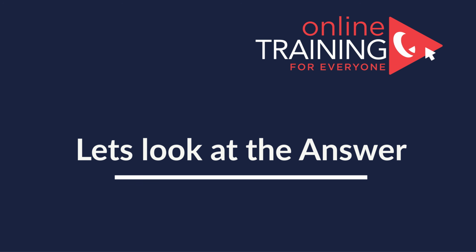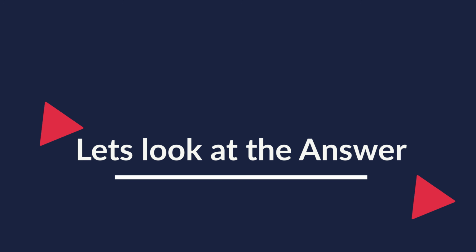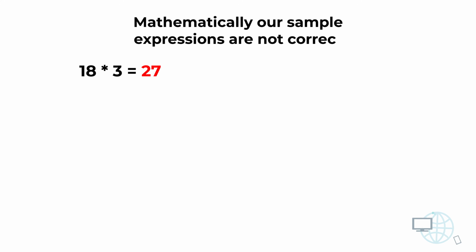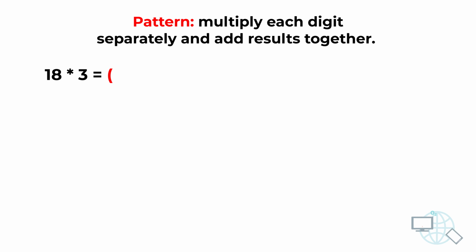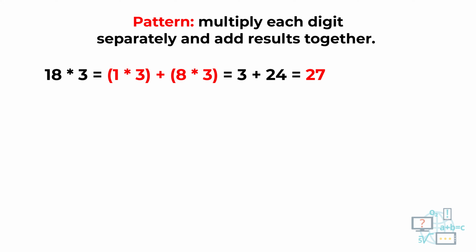Even though mathematically our sample expressions are not correct, for example, 18 by 3 is not equal 27, if you multiply each digit separately and add results together, you will get to the result you need. For example, 18 by 3 should be processed as 1 multiplied by 3 in parentheses plus 8 multiplied by 3 in parentheses, which would be equal 3 plus 24, and which would be equal to 27.